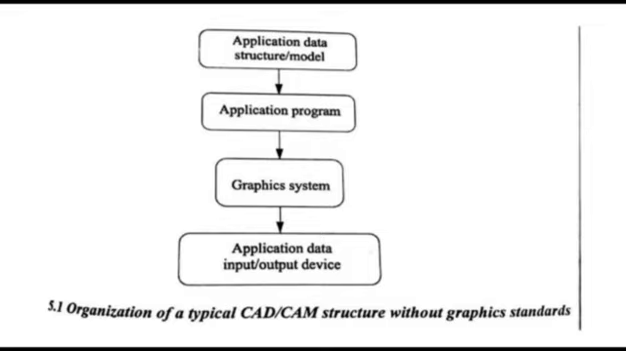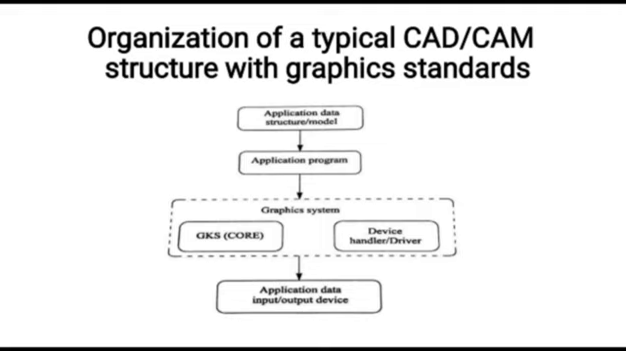The organization of typical CAD/CAM structure with graphic standards. First one is application data, an application program, graphic system, and application data input and output devices. The organization of typical CAD/CAM structure with graphic standard: there is application data, application program, and graphic system, and the next is only the application data.